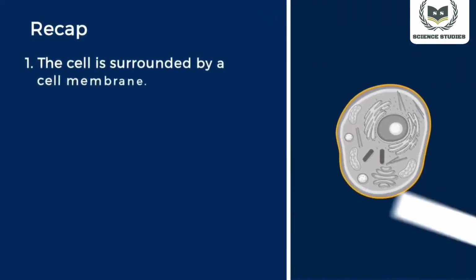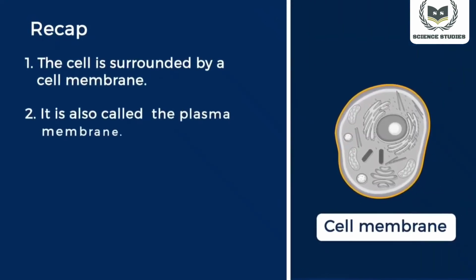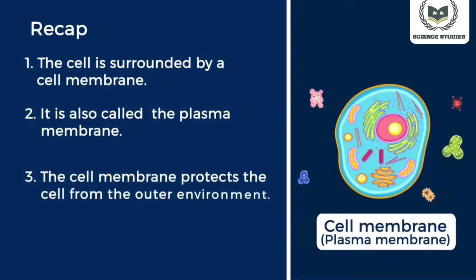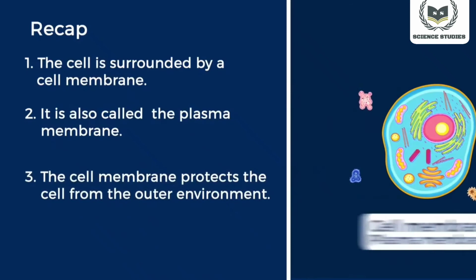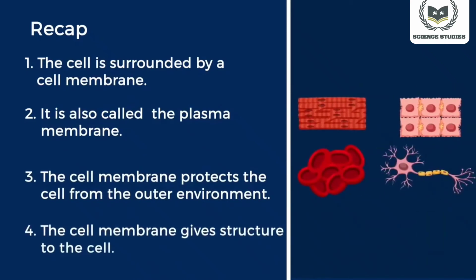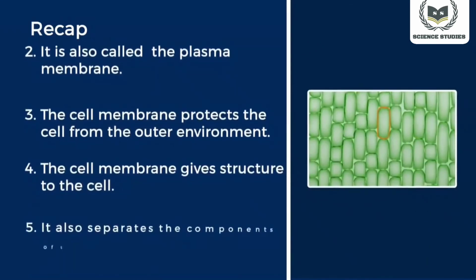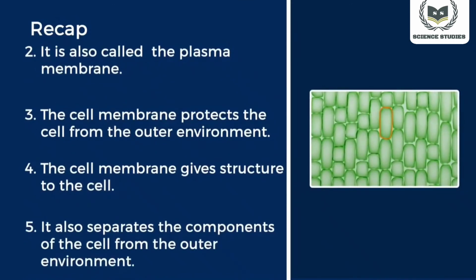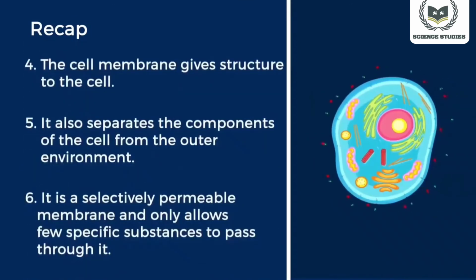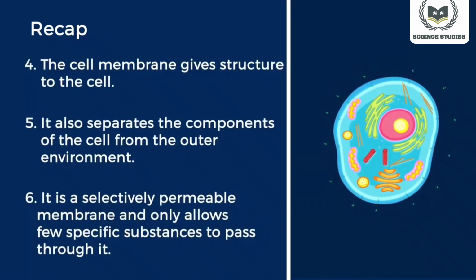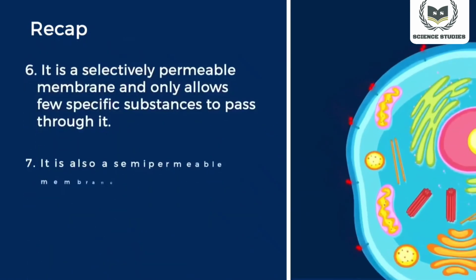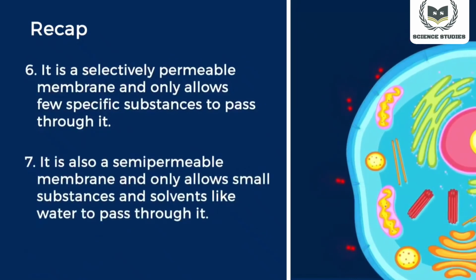Just a recap. The cell is surrounded by a cell membrane. It is also called the plasma membrane. The cell membrane protects the cell from the outer environment. The cell membrane gives structure to the cell. It also separates the components of the cell from the outer environment. It is a selectively permeable membrane and only allows a few specific substances to pass through it. It is also a semi-permeable membrane and only allows small substances and solvents like water to pass through it.